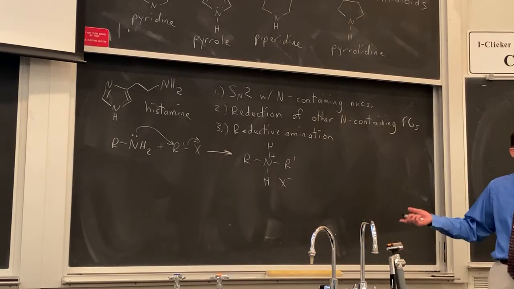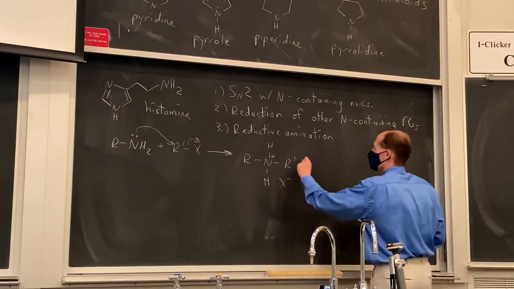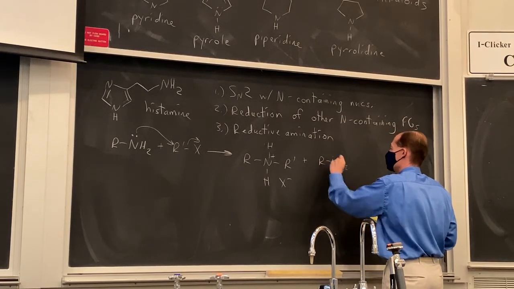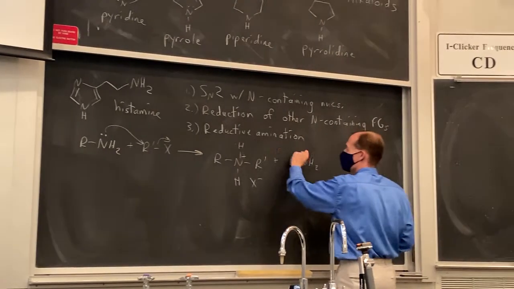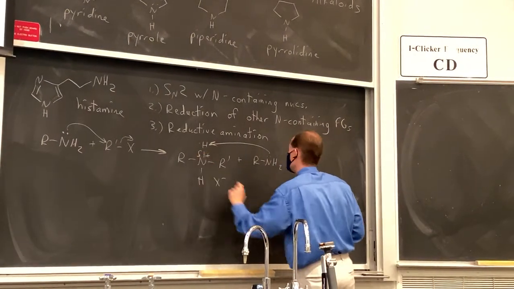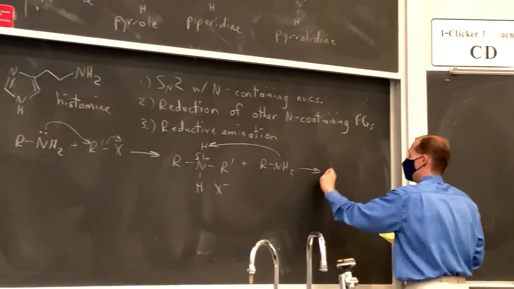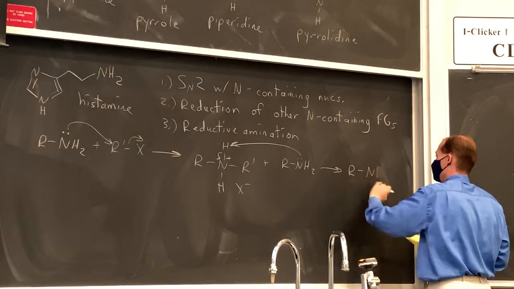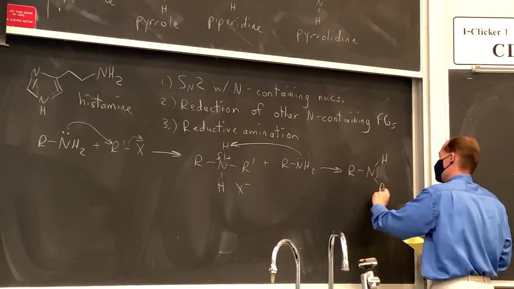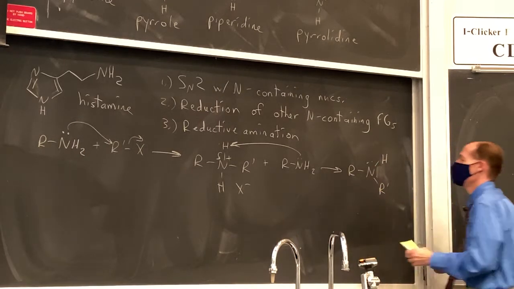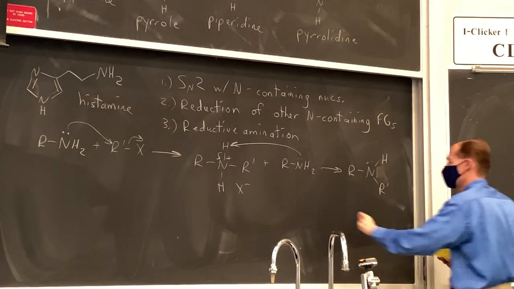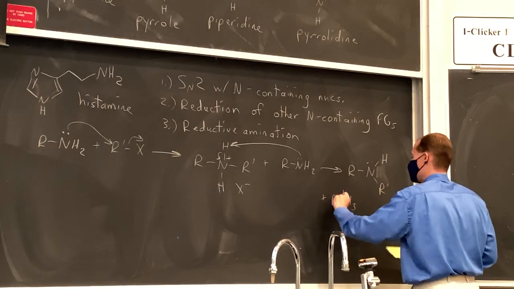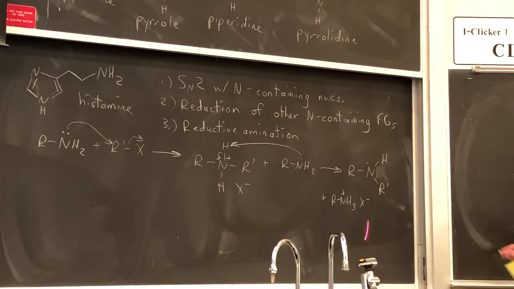So we get an ammonium salt that looks like this. If we have a second equivalent of our amine, that can act as a base to deprotonate our ammonium salt. And that gives us, sorry, not a primary amine. That's going to give us a secondary amine. We've converted a primary amine into a secondary amine. And then we've made a salt as a byproduct. Okay.